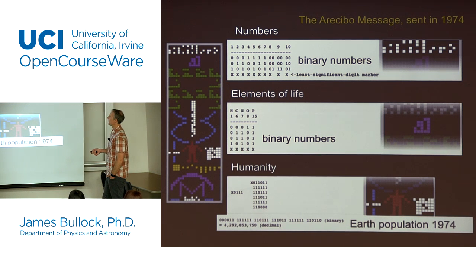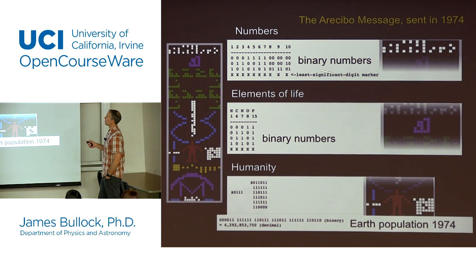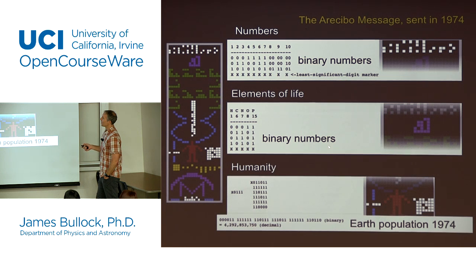So what was sent was a bunch of binary numbers. The basic number system we use, like we're a base 10 system people. I don't know why that was decided. The basic elements for life. So we tried to encode hydrogen, carbon, nitrogen, oxygen, phosphorus. These are the elements that we rely on for life.